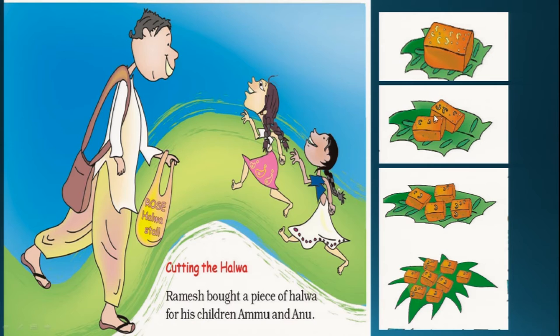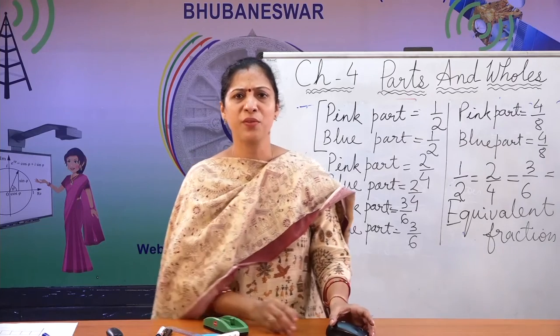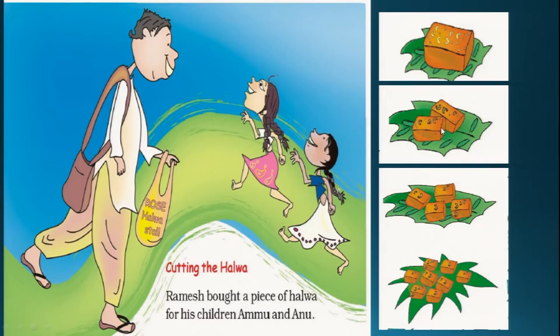And next, this part is divided into two parts. This part is also divided into two parts. And further, when Anu requested to make it a little smaller, this is also divided into two parts. And all these pieces are divided into two parts. Now, can we tell these numbers in fractions? It's very easy. Just think about it and let me know. So, can you tell what is the first fraction of the halwa which is divided over here?